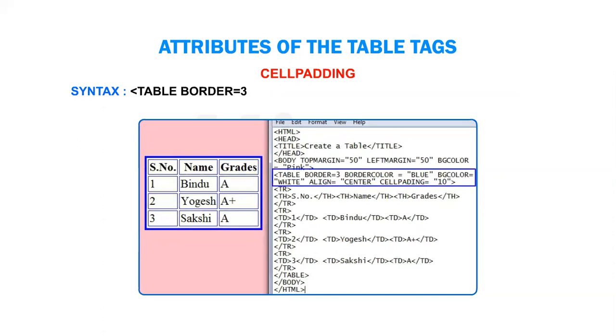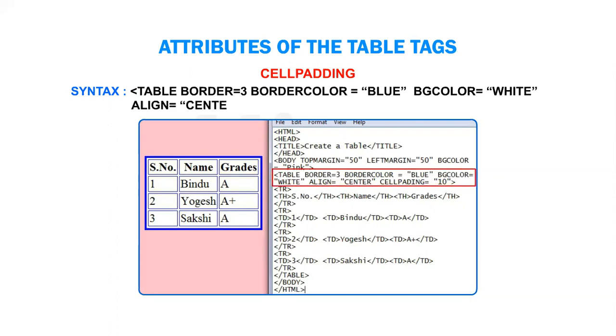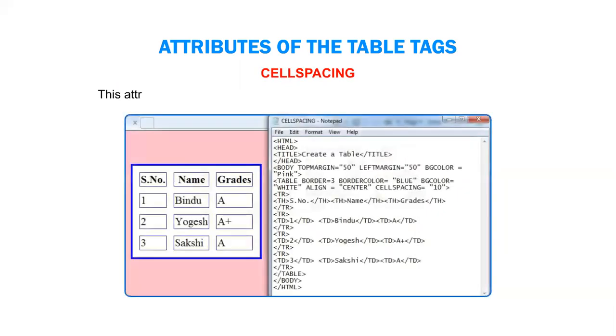Syntax: <table border="3" bordercolor="blue" bgcolor="white" align="center" cellpadding="10">. Cell spacing. This attribute is used to set the minimum distance between two adjacent cells. Cell spacing is measured in number of pixels between the table cells.